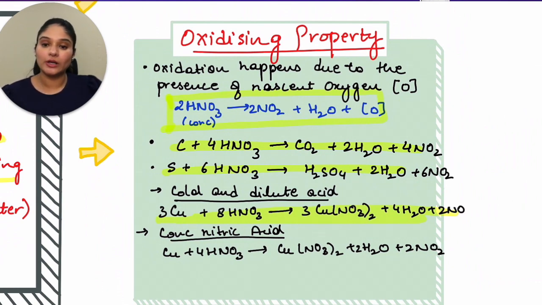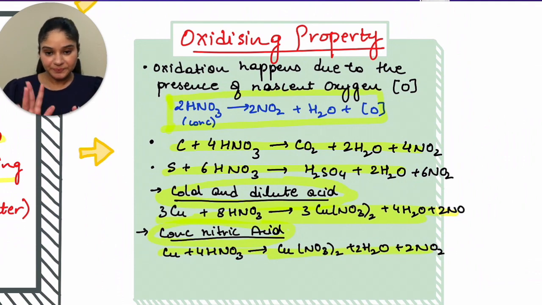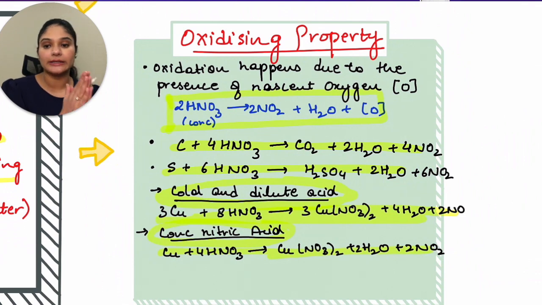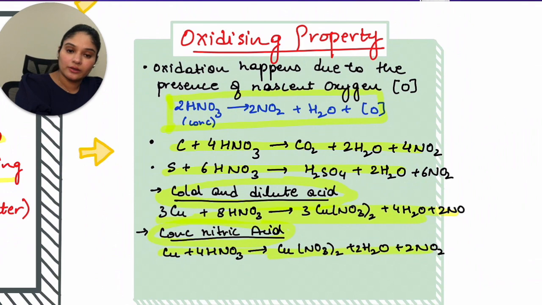Now let's look at the important equations. You have the important equations with carbon, with sulfur and with copper. With copper you have two conditions. The first is cold and dilute nitric acid. The second is concentrated nitric acid. So you understand the overall concept here. Now let's look into the equations. When HNO3 reacts with carbon, you will get carbon dioxide, water and nitrogen dioxide. When it reacts with sulfur, you will get H2SO4, that is sulfuric acid, water and NO2 again.